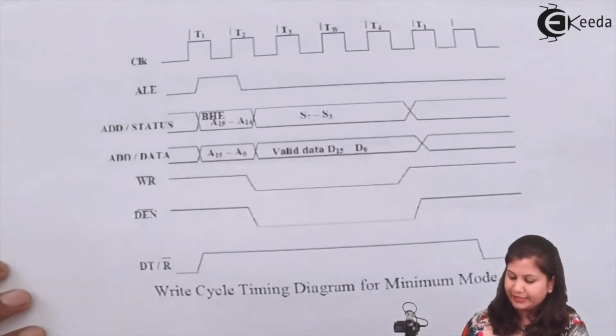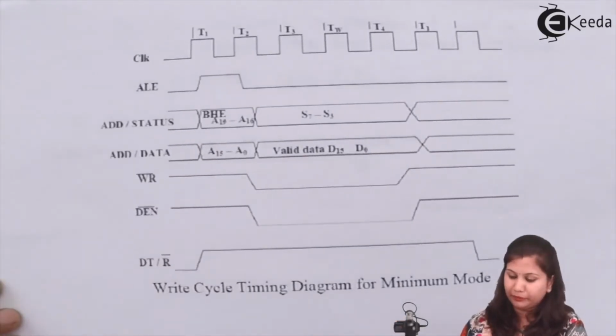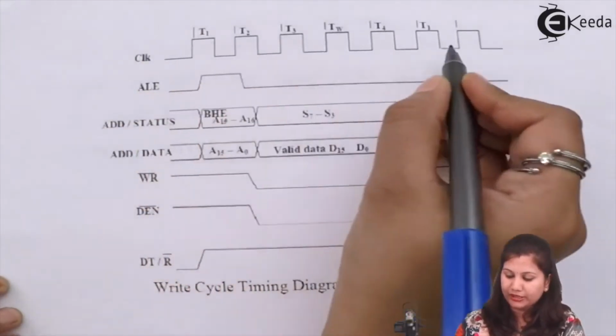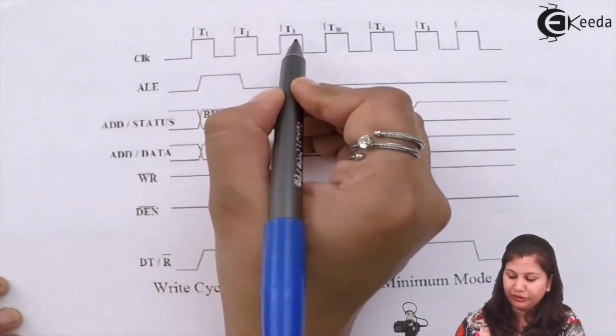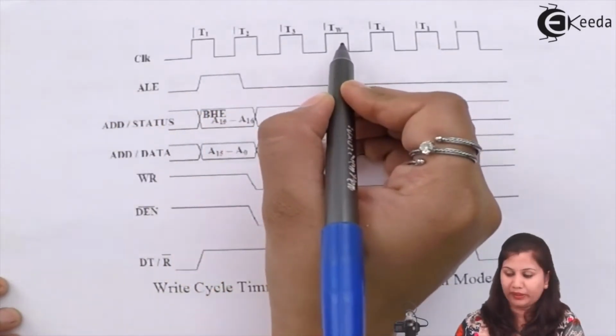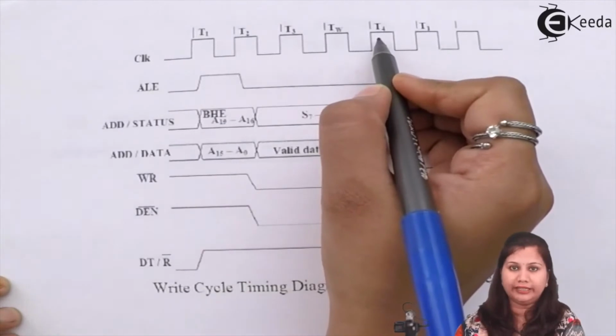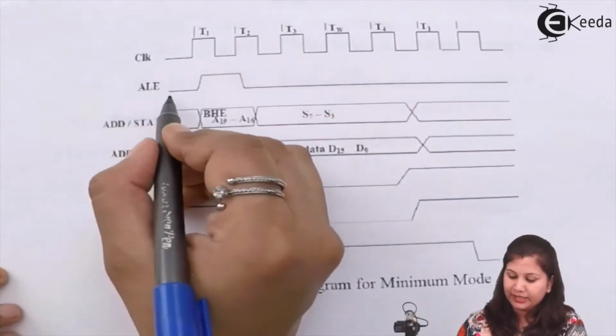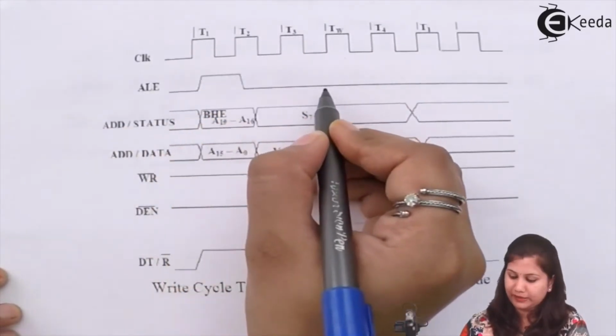This is the write cycle timing diagram for the minimum mode. Here we have the clock cycle. We have T1, T2, T3, then TW is the wait state, and then we have the T4 state. Then this is our address latch enable signal.